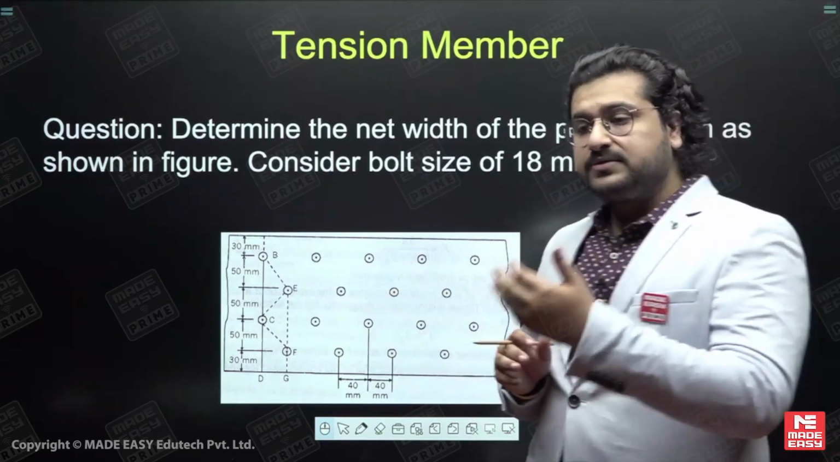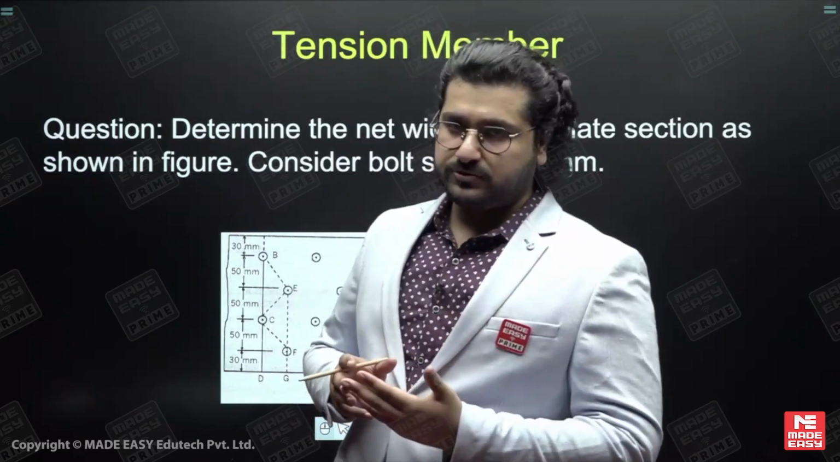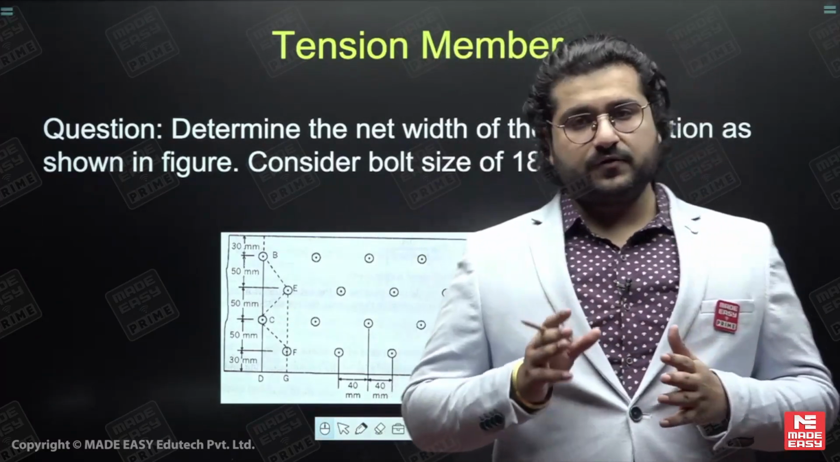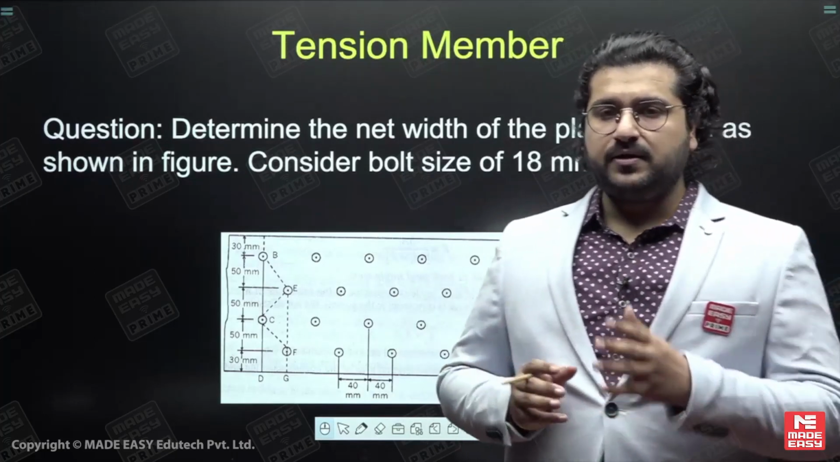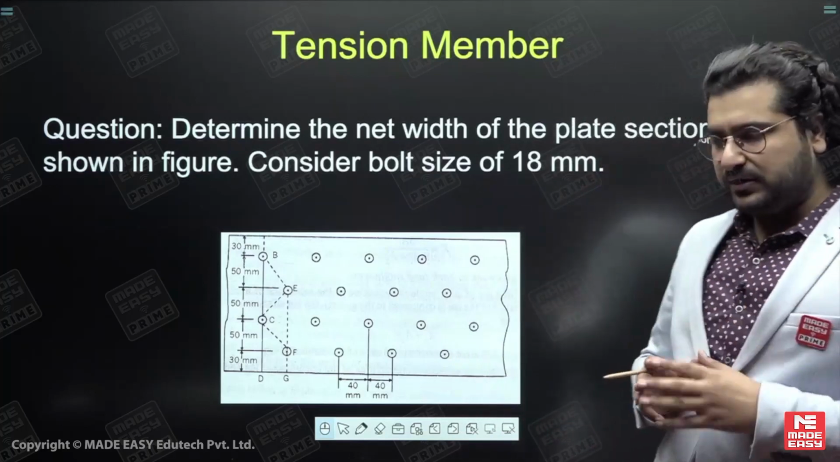But what could be the next thing that they could ask? They might even ask for the angle section also. So you need to know how to find out the net area for an angle section connected to the gusset plate when a single leg is connected or both of the legs are connected. This is the one thing.